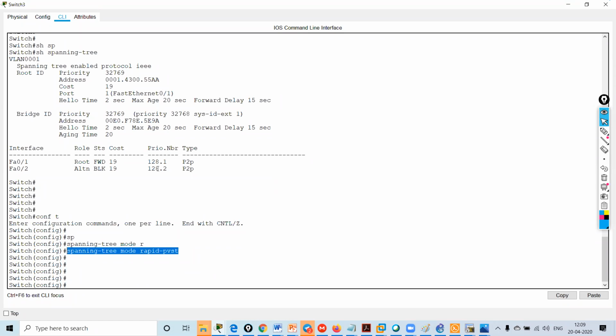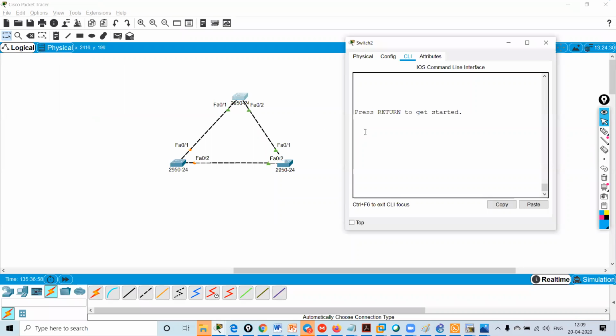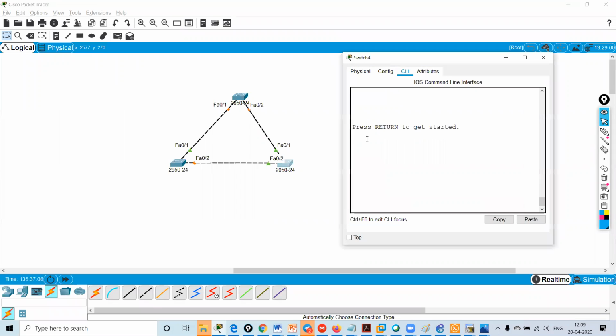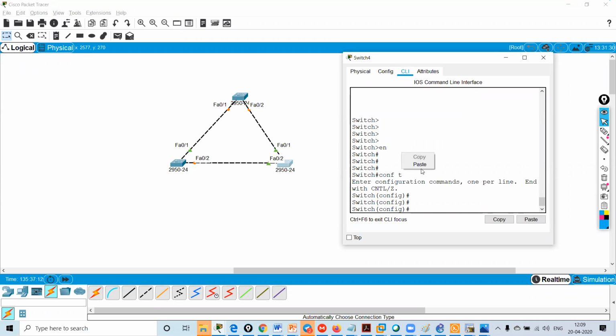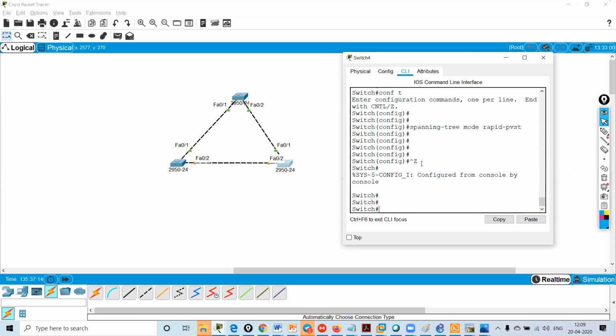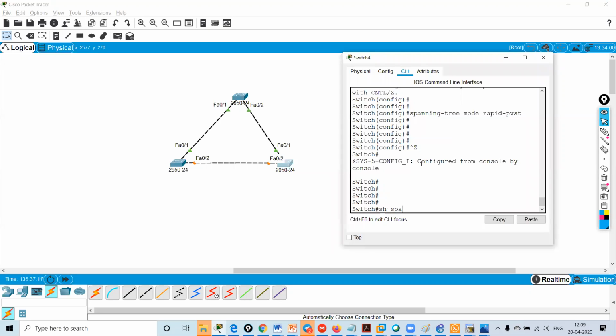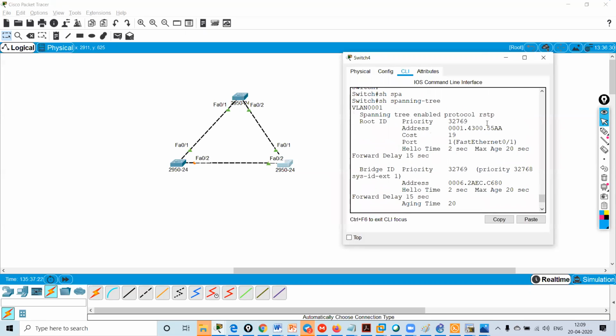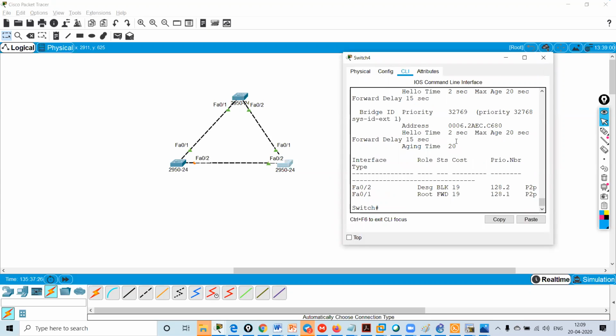The same command I have to give on all the switches. Copy. We'll go on this switch. Enable, config terminal, paste. Enable, config terminal, paste. Show spanning tree. See, the protocol that is running is RSTP. Understood? Now this is my blocking port.